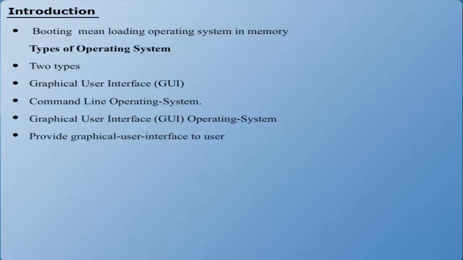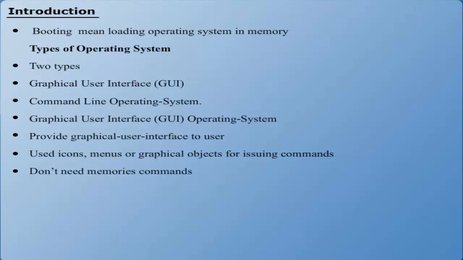the system or computer. In this interface, the icons, menus, or graphical objects are being used for issuing commands. The users of GUI operating systems don't need to memorize different commands while interacting with the computer. The examples of GUI operating systems include Windows operating system and Linux, etc.